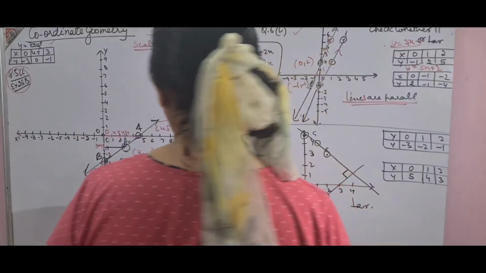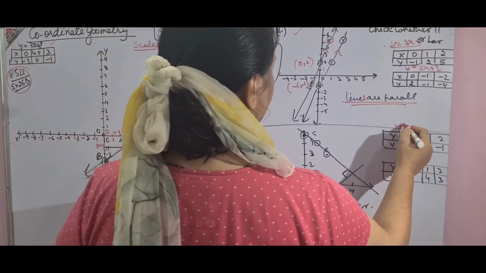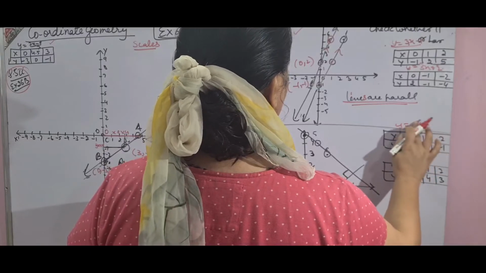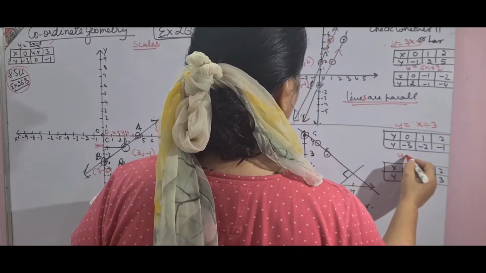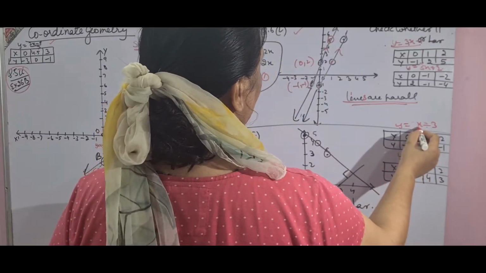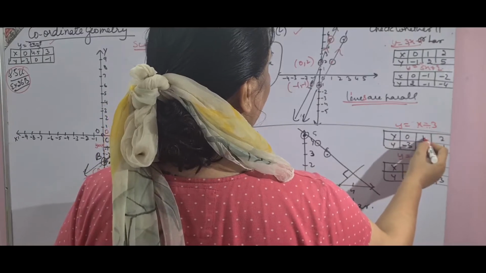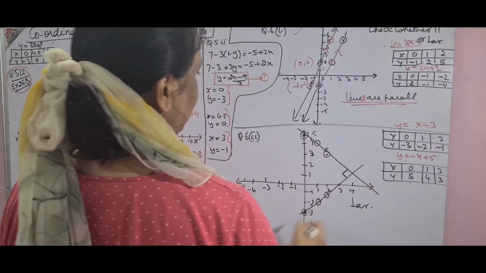Similarly, question number 6, second part I have done. This is y is equal to x minus 3 as the first equation, and the second is y is equal to minus x plus 5. Again, the 3 points, one I have put, the second I got. Similarly 1, minus 2, 2, minus 1, and similarly for the second. And then I plotted on the graph.